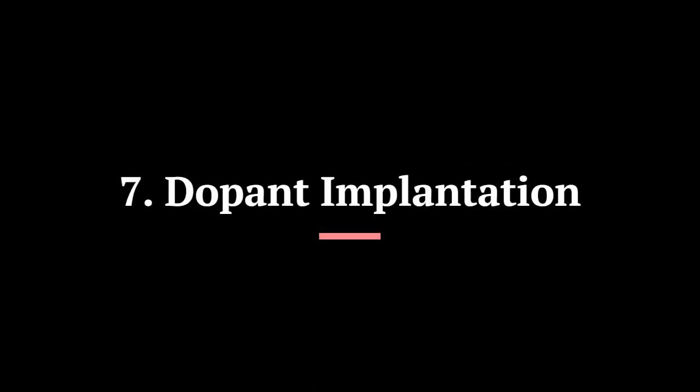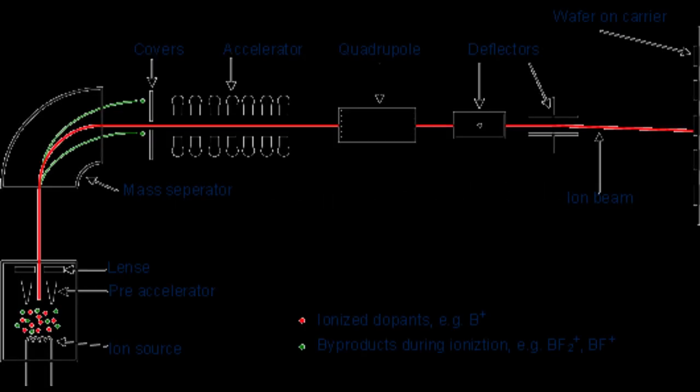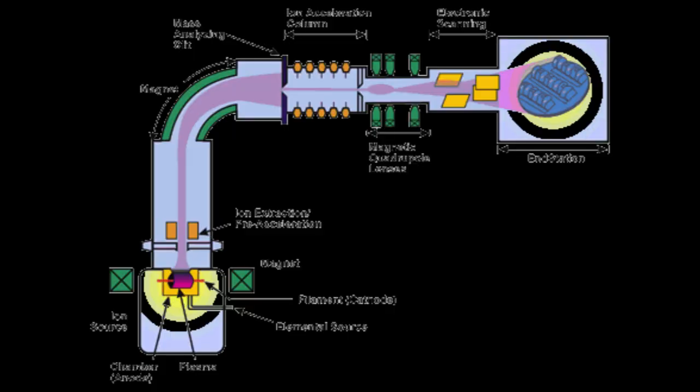7. Dopant implantation. Dopants, such as phosphorus or boron, are introduced into specific areas of the silicon wafer to alter its electrical properties and create regions of different conductivity. This process, called ion implantation, involves bombarding the wafer with ions of the desired dopant material.